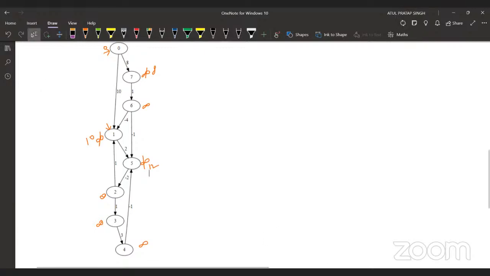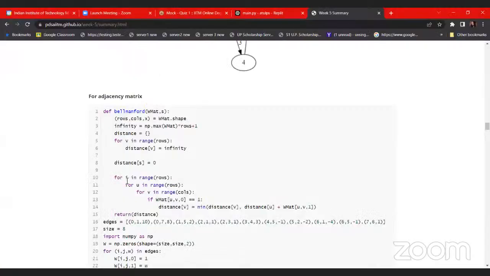According to the algorithm, we go through it edge by edge: for i in range of the rows, for u in range, then v in range of the columns, and mark that one, updating the distance to the minimum.